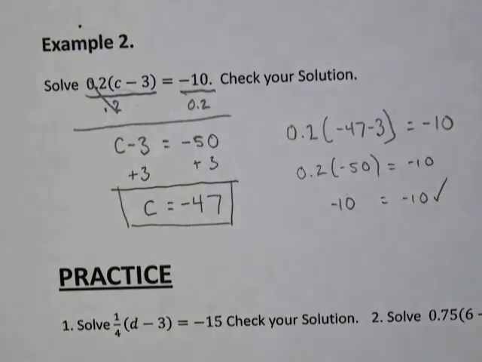So that's it. That's how to solve rational two-step equations. I hope you can honestly say, give yourself a 3 or a 4 on this to say that you do know how to solve this. If not, come see me and we'll give you some help.